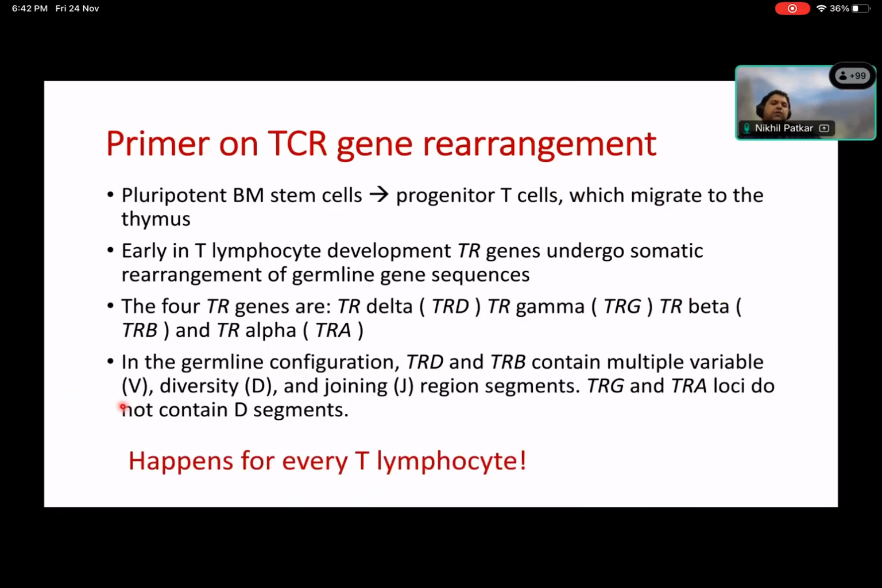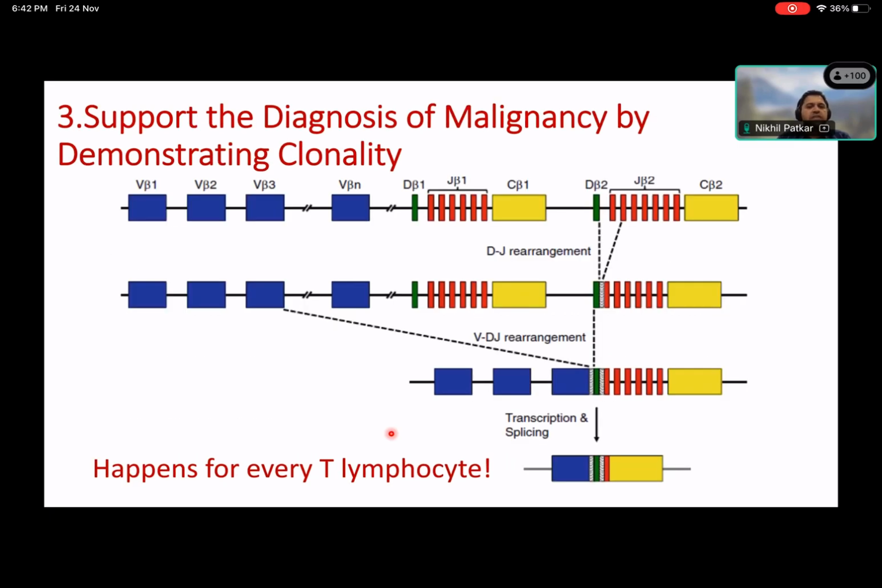T cells develop from the bone marrow as progenitor T cells, which then migrate to the thymus, and in the thymus they undergo somatic rearrangement of germline sequences. The four TCR genes are TCR delta, gamma, beta, and alpha, and in the germline configuration, delta and beta genes contain variable, diversity and joining regions, and the TCR gamma and alpha do not contain the D regions in T lymphocytes. As the lymphocytes begin to develop, they undergo these VDJ rearrangements, and this happens in every lymphocyte. So you can see here that in every T lymphocyte these rearrangements happen, wherein the D and the J genes initially join, followed by the V and the DJ genes joining.